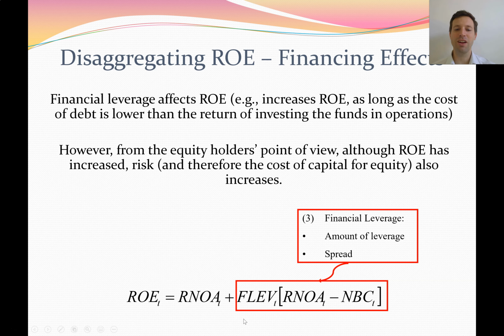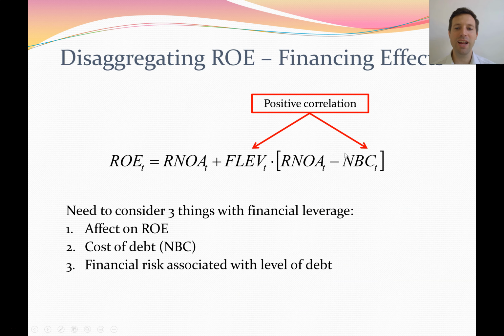So the financing effects are our financial leverage multiplied by spread. Spread is the difference between our return on net operating assets minus our net borrowing cost, which is essentially the interest rate we pay on our debt. So there's a positive correlation between financial leverage and your net borrowing cost. As you borrow more money, banks will charge you a higher interest rate, and that reflects the fact that there's increasing risk. So if I've currently got a 50% financial leverage, and I significantly increase that by going to the bank and borrowing millions and millions of more dollars, they'll probably start charging me a slightly higher interest rate to take into account that extra risk.